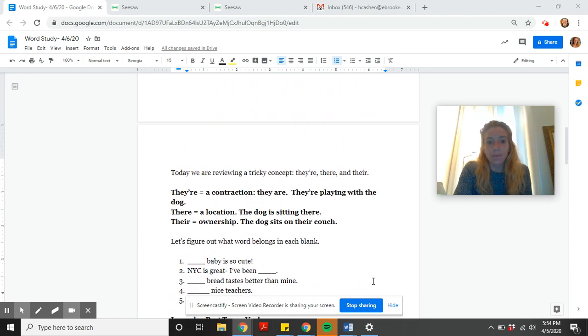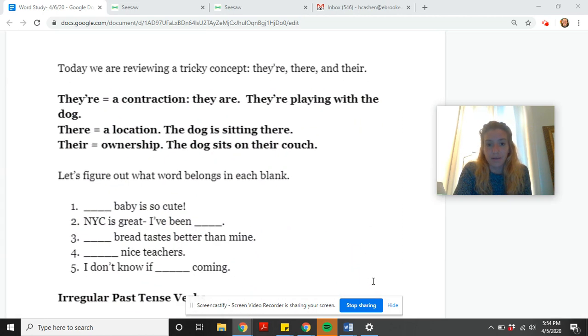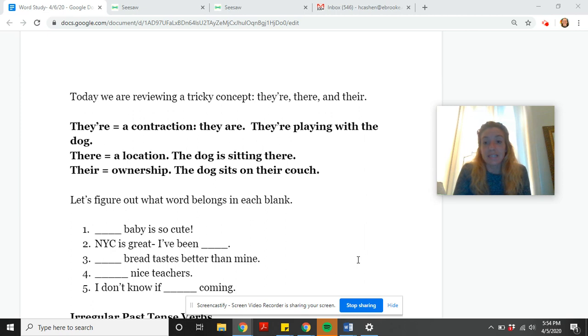Okay, so I wanted to start by reviewing a really tricky concept, which was there, their, and they're. Now, there are three different types of the word there. And the first one, the easiest one, I think, is a contraction. Remember, a contraction is a word sandwich. So they're, they apostrophe re, is a contraction that means they are. The example I use is they're playing with the dog.